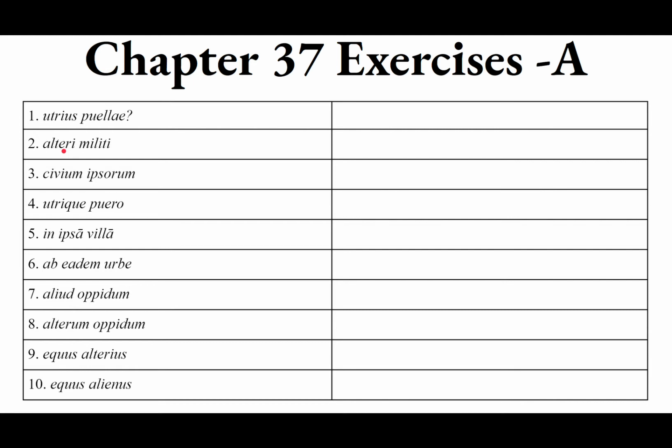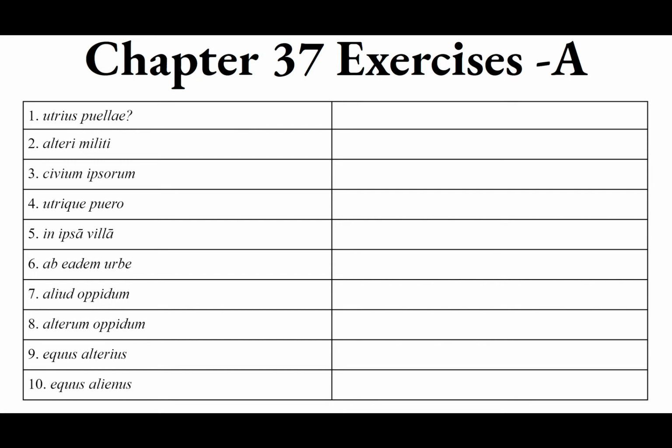Number 2. Alteri militi. So alteri comes from alter, altera, alterum. This is to be distinguished from alius, alia, aliud. Alius means another. It's an other. Whereas alter, altera, alterum means the other. Definite article, the other, instead of the indefinite an other, another. Think of alter as like the alternative, the alternate. You have one thing and then you have the alternative, the other one.